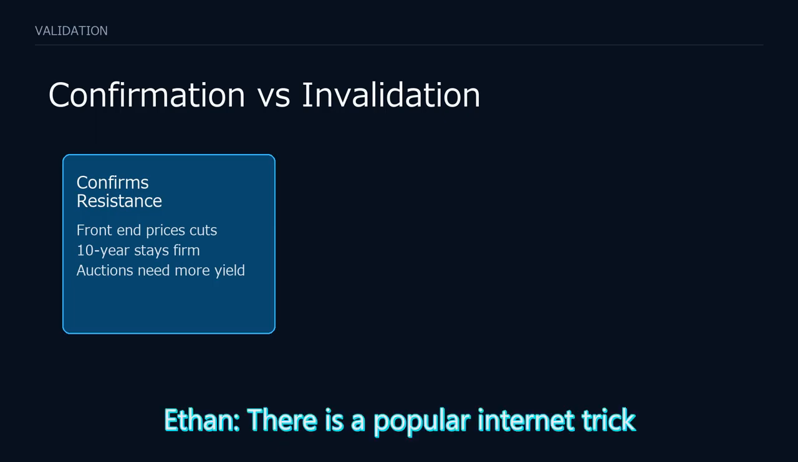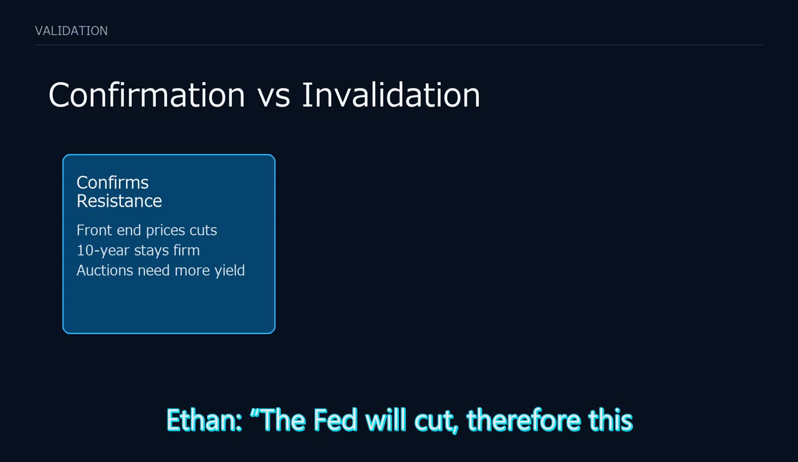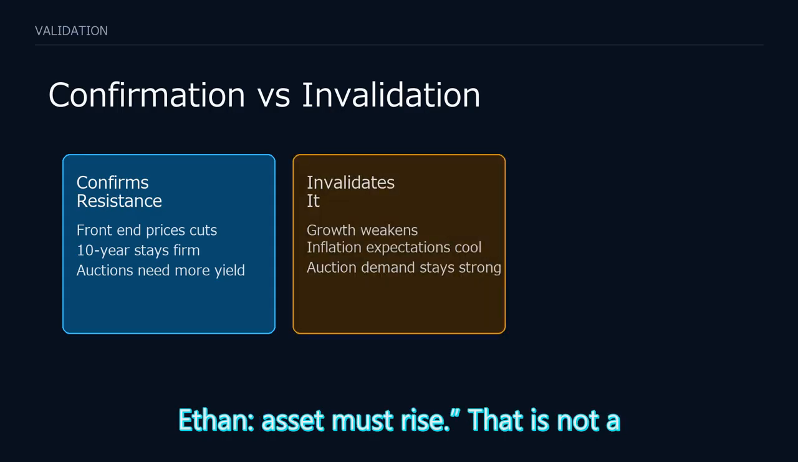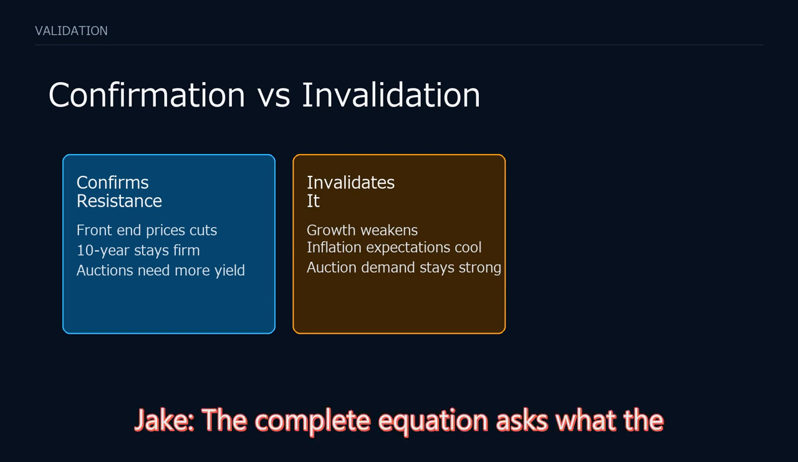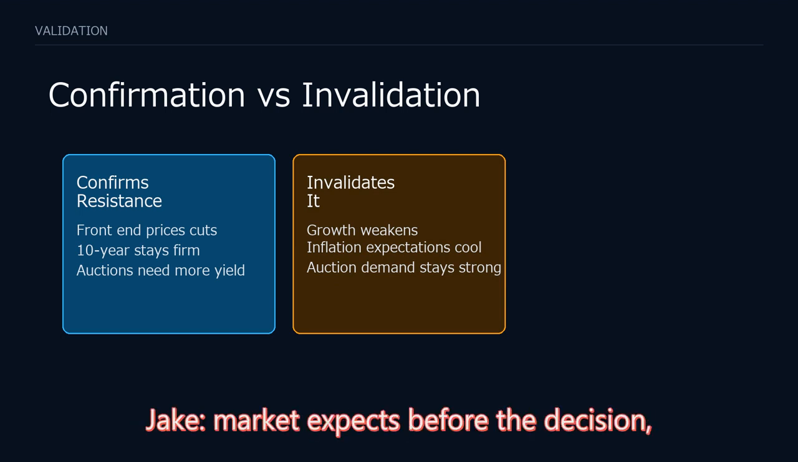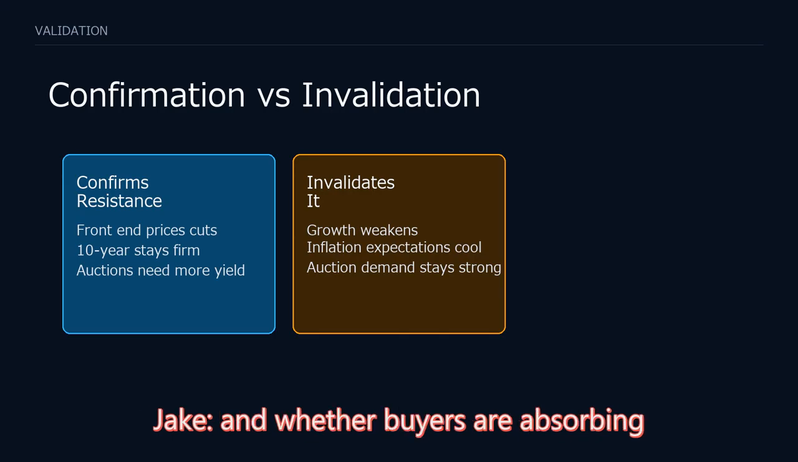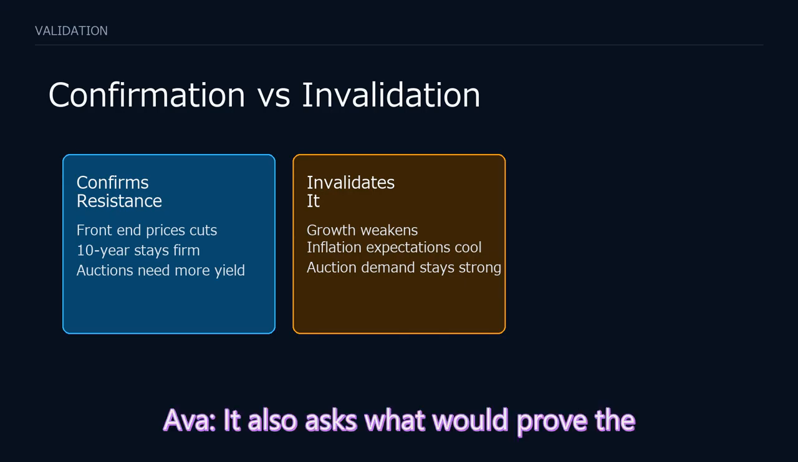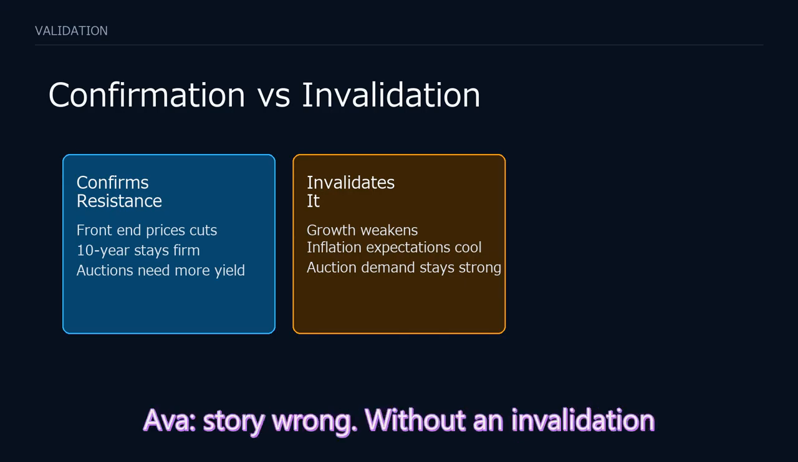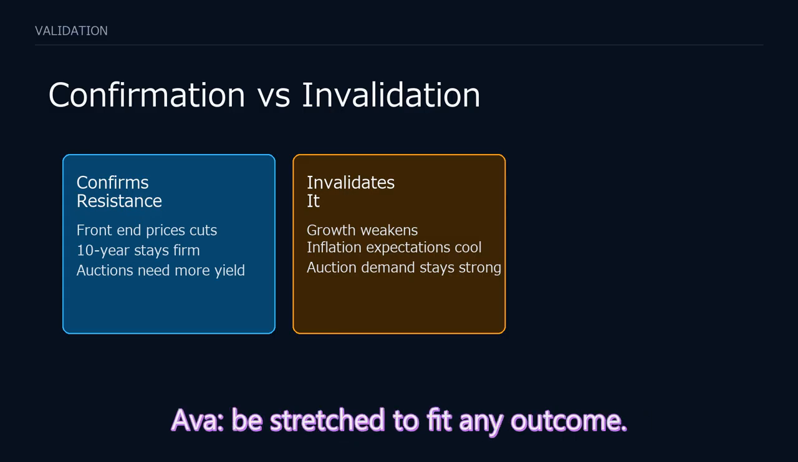There is a popular internet trick that turns this into a secret signal. The Fed will cut, therefore this asset must rise. That is not a hidden edge. It is a missing equation. The complete equation asks what the market expects before the decision, what long-term risks are being priced, and whether buyers are absorbing new bond supply comfortably. It also asks what would prove the story wrong. Without an invalidation condition, a macro explanation can be stretched to fit any outcome.